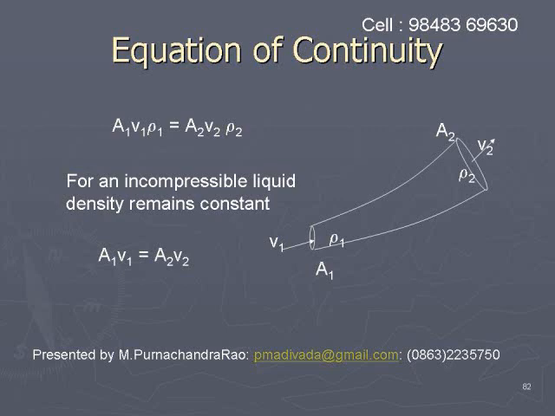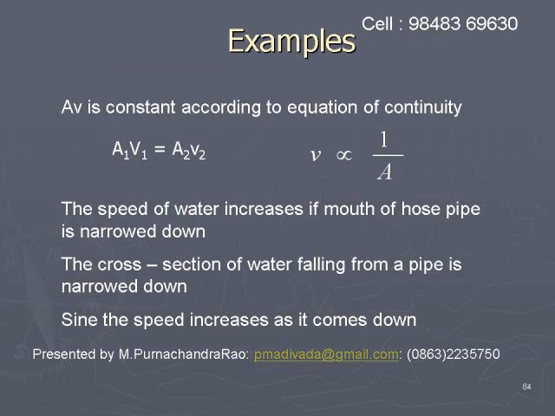A1 v1 is the volume of the fluid entering per second. A2 v2 is the volume of the liquid leaving per second. So we can call it flux, volume flux. So the flux rate is constant. The volume of the liquid entering per second is equal to the volume of the liquid leaving the tube of flow per second if the density is constant. That is for an incompressible fluid.